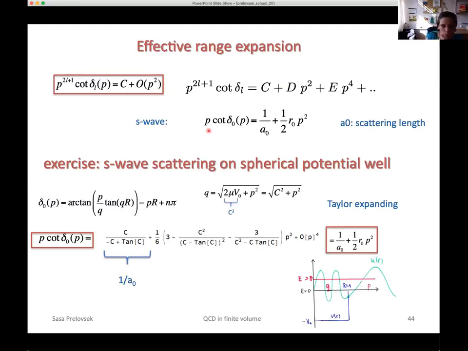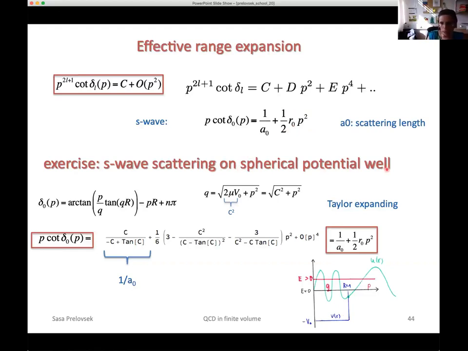So for S wave, p times cotangent delta is some constant, which is here called the scattering length, plus the next correction, whose coefficient you typically call 1 over R naught. So this is used.